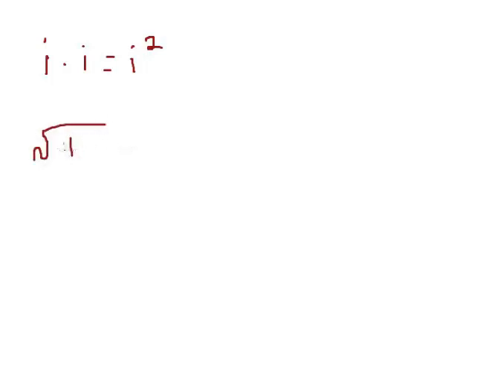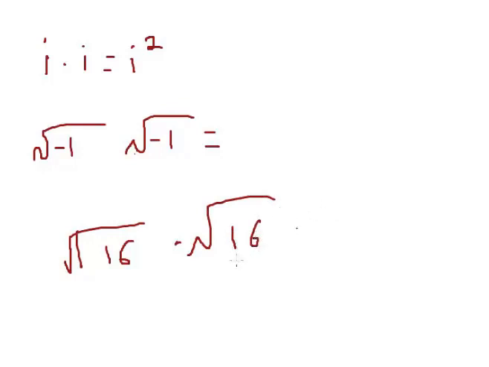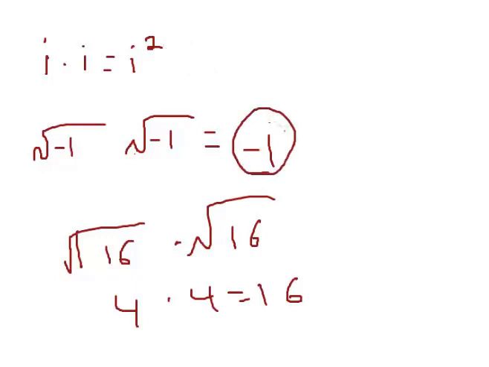i times i means the square root of negative 1 times the square root of negative 1, which means negative 1. Anything, the square root squared, is the number itself. Obviously, the square root of 16 times the square root of 16 is just plain 16, because the square root of 16 is 4, and 4 times 4 is 16. So the square root of negative 1 times the square root of negative 1 is plain old negative 1. So if you're solving a complex equation and you get i squared, you can just change i squared into negative 1. Let's look at an example in that respect.